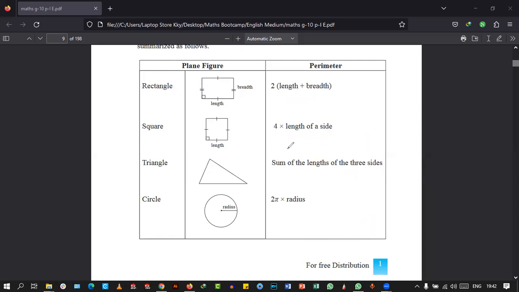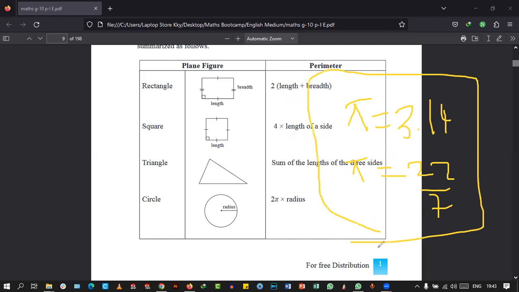Even nowadays, pi is a problem. We don't have a specific value for pi. Maybe in our schools, we might have learned that pi is equal to 3.14 or something, or maybe pi is equal to 22 divided by 7. These are approximate values, not the exact value of pi.